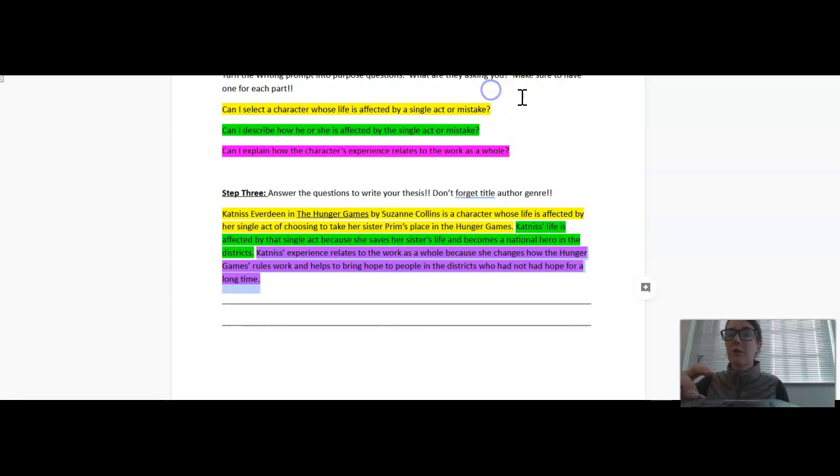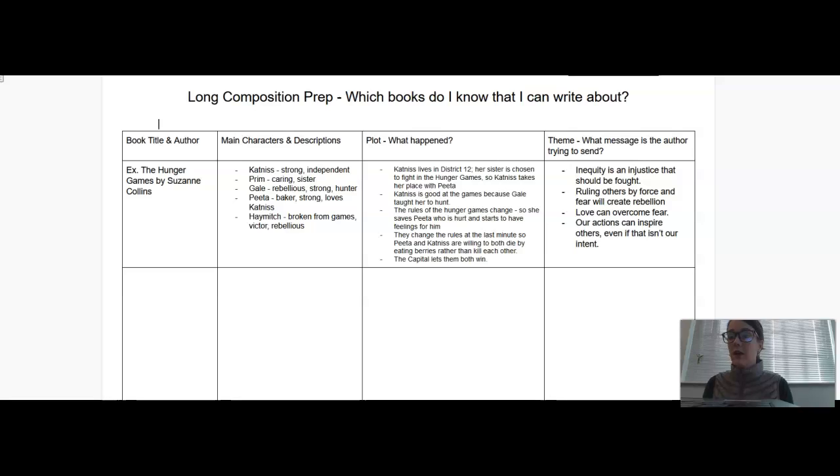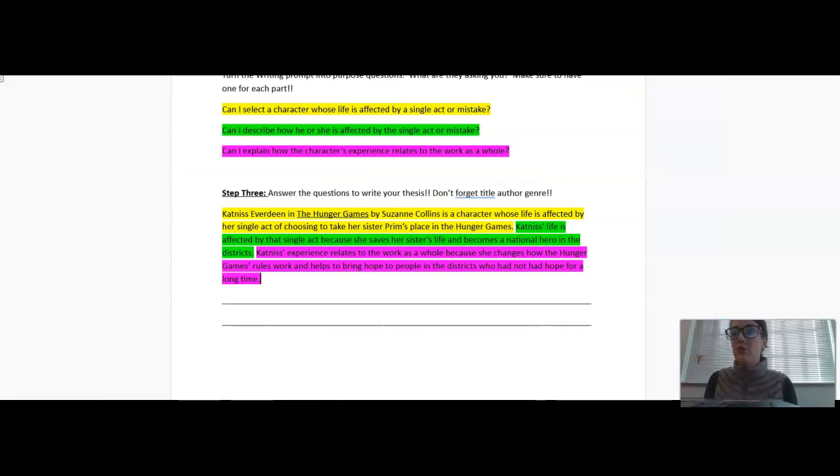Now we're going to be doing some practice on this in partners and breakout rooms, and we're going to be using the books or stories that you all prepared in your graphic organizers last week. So you should pick the story that you are familiar with. It does not have to be The Hunger Games, and you're going to do the same practice that I just did. Let's see how you do.